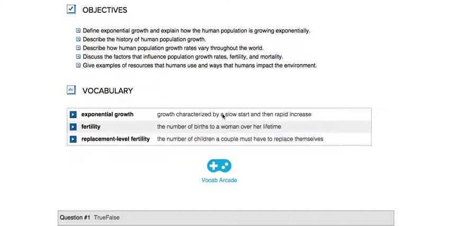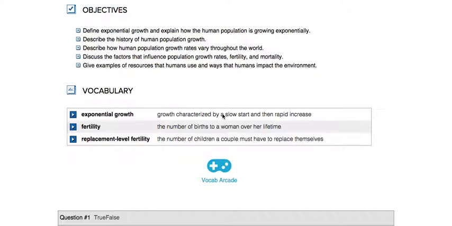So, the lesson on the effects of population growth really has five main objectives. They want you to be able to define exponential growth and explain how the population is growing exponentially. They want you to be able to describe the history of human population growth. You should be able to describe how human population growth rates vary throughout the world. Can you discuss the factors that influence those growth rates, the fertility and the mortality rates, and then give examples of resources that humans use and the ways that humans have an impact on the environment.